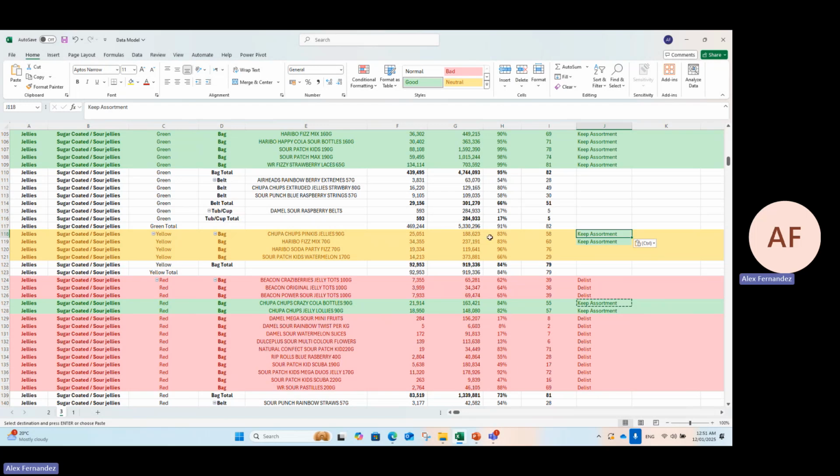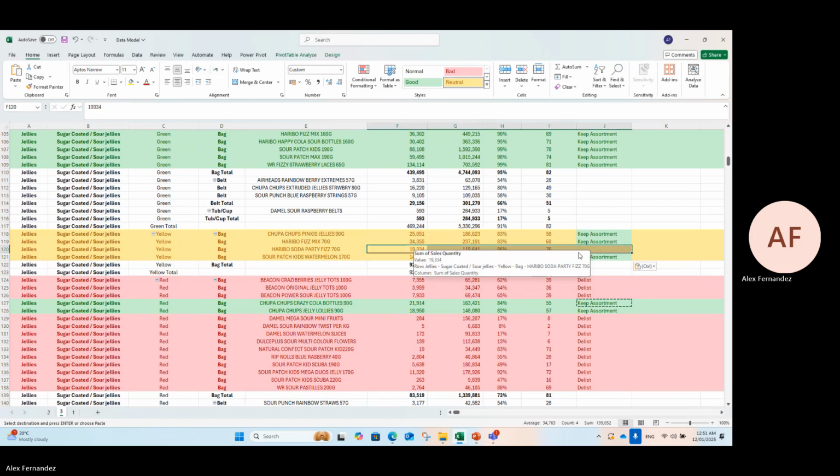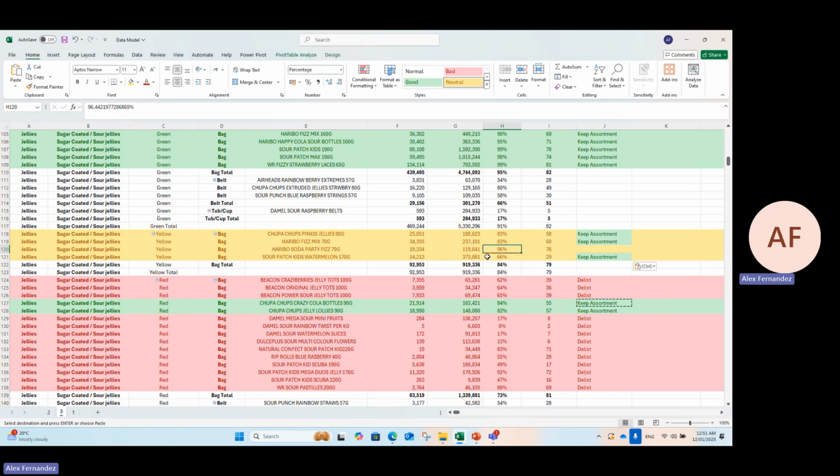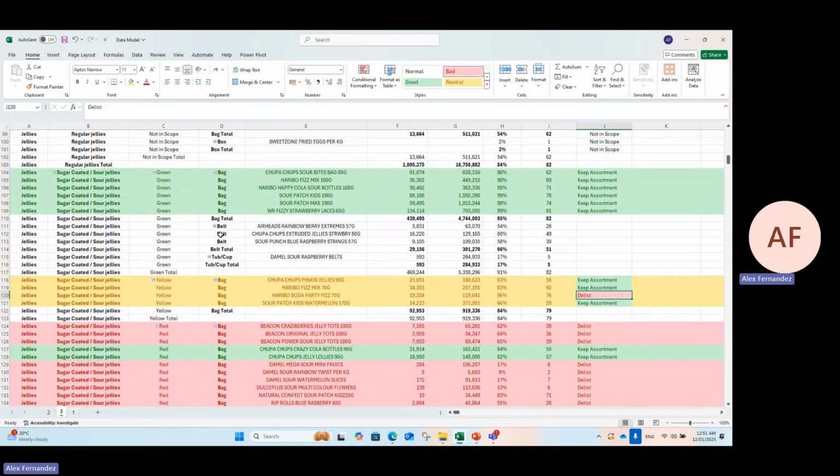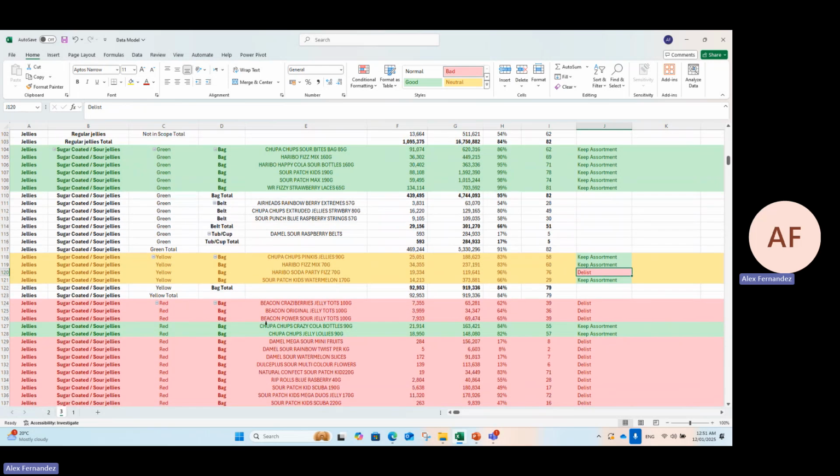This one is okay, 188, 58 scores. This one for me is a question mark. And this one, 119, 96% weighted distribution, which is very, very high, but the rotation is almost the lowest, and the sales is not that high. Let's delist. All right, so we finished the bags for the jellies. We check the belts here that are a pack format as belts.